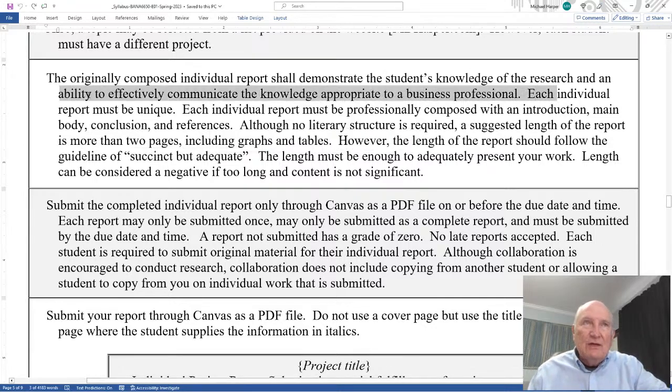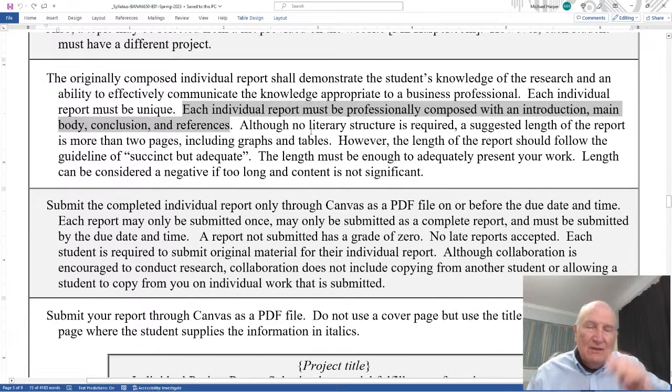Each individual report must be unique. Only one report per person, and you write it yourself. No one writes it for you. Each individual report must be professionally composed with an introduction, main body, conclusion, and reference. It's a report.